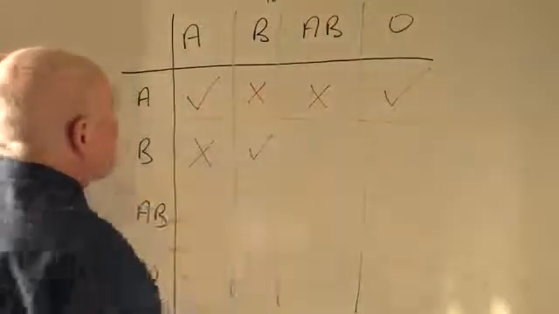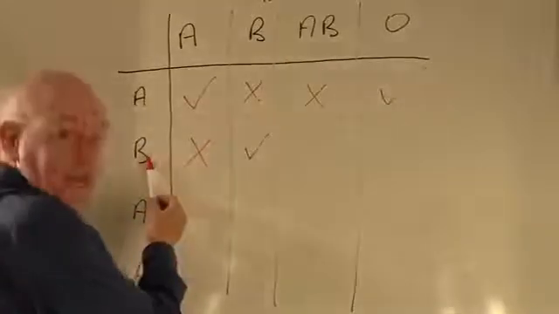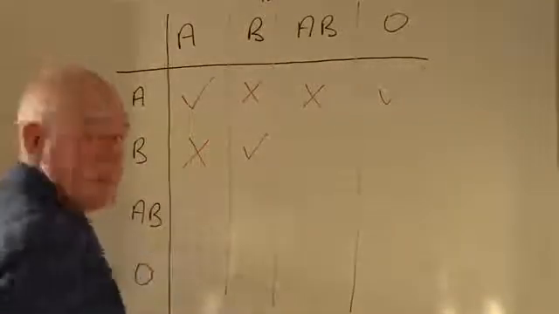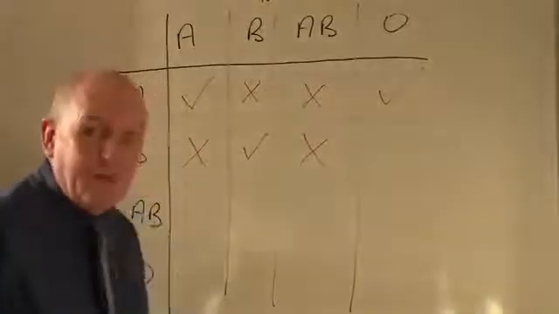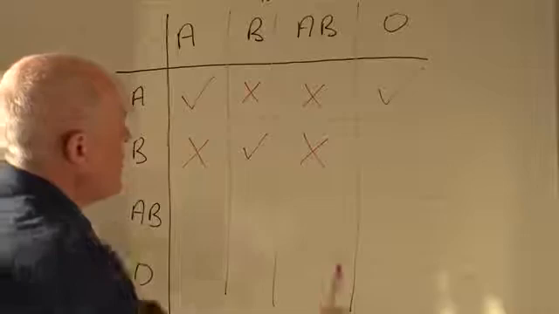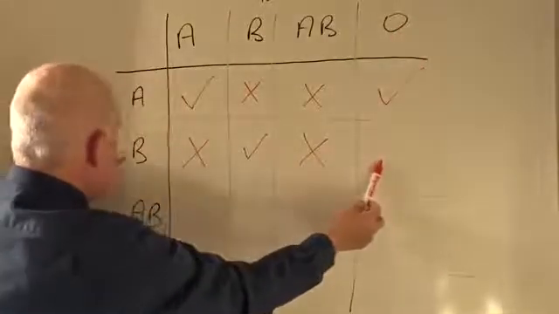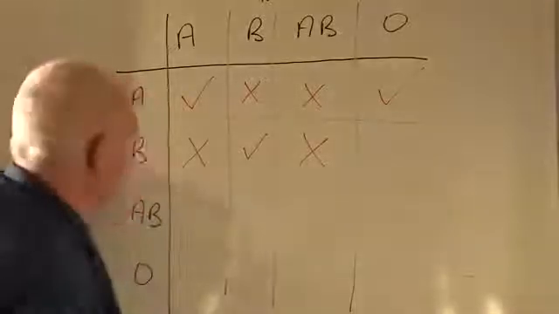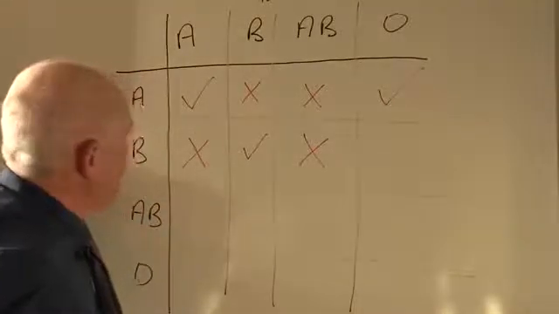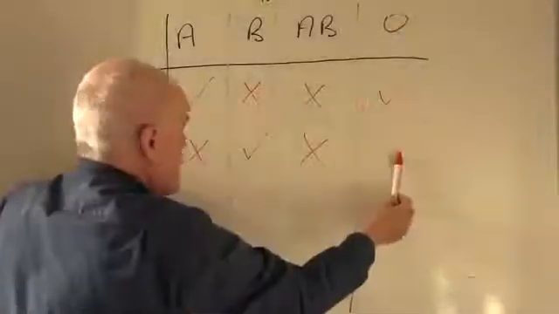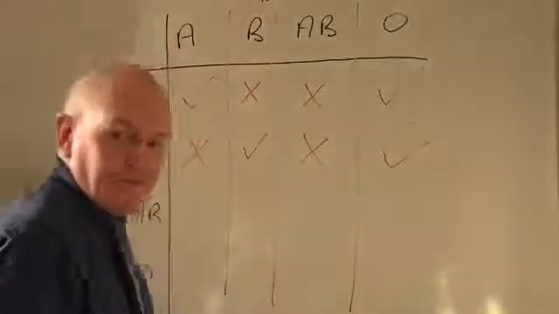AB to B, well, the A antigen will be agglutinated by the A antibodies in the recipient's plasma, so that one's no good either. O contains no antigens, so even although the recipient's group B blood contains A antibodies or anti-A antibodies in the plasma, in theory there is nothing to react with, so that would be acceptable.